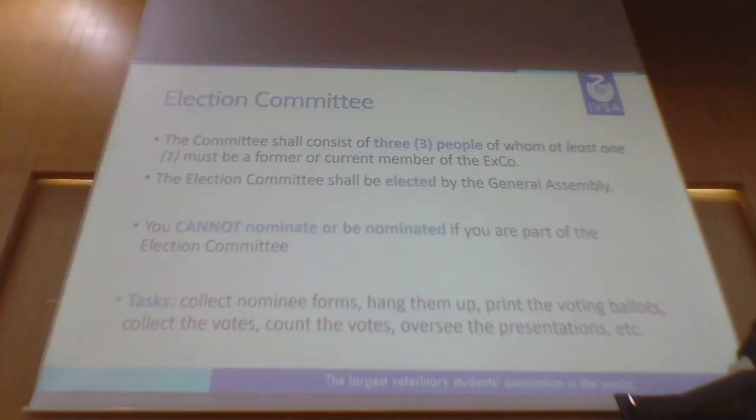The committee shall consist of three people, of whom at least one must be a former or current member of the EXCO. The election committee shall be elected by the General Assembly. You cannot nominate or be nominated if you are part of the election committee. The tasks of the election committee are to collect nominee forms, hang them up, print the voting ballots, collect the votes, count the votes, and oversee presentations, etc. So they're in charge of running everything with regards to the elections.